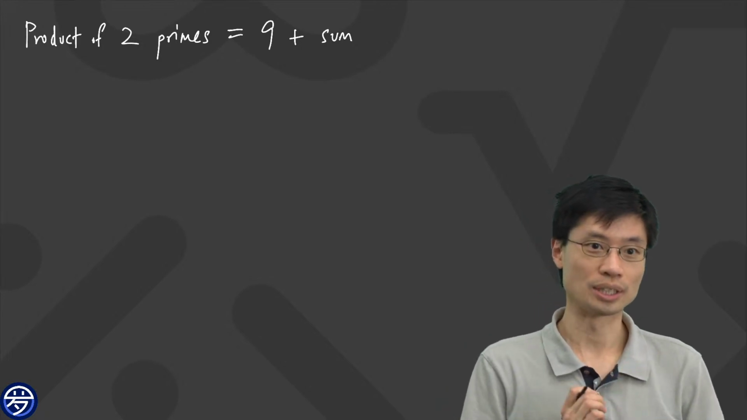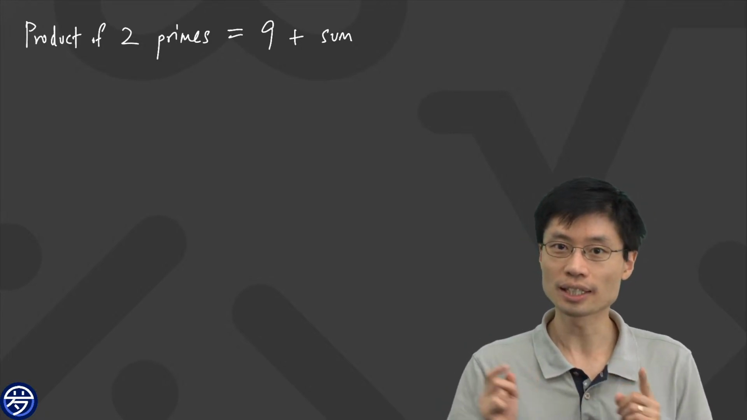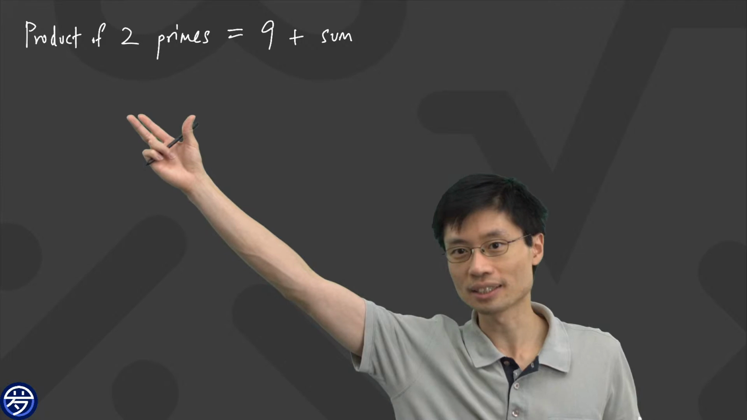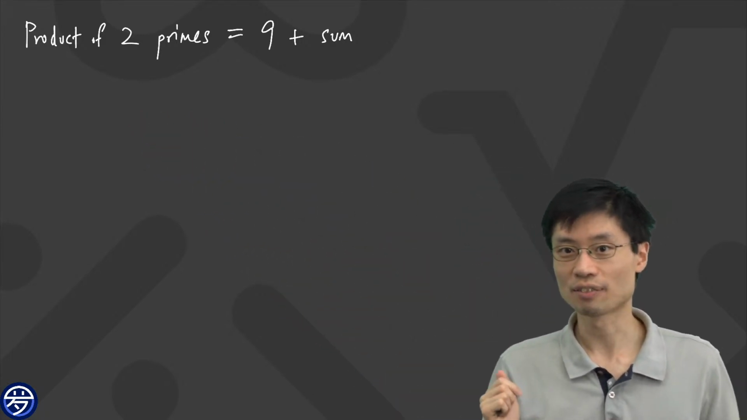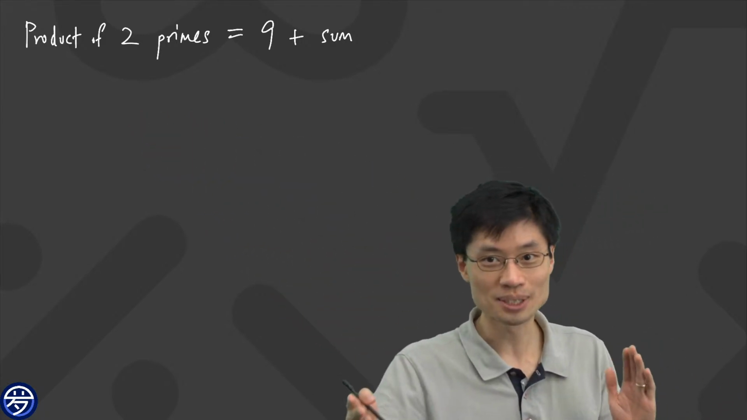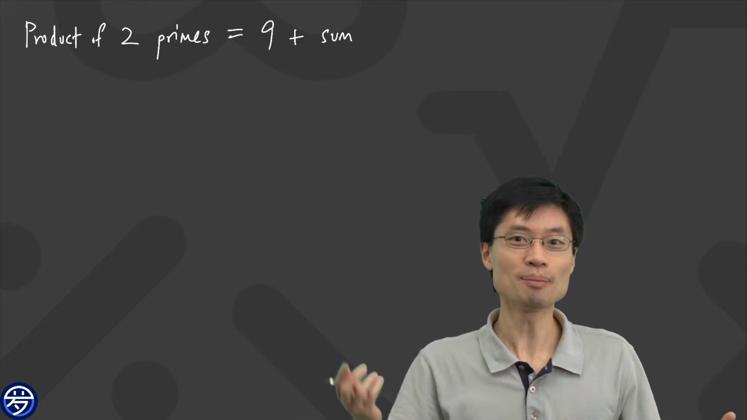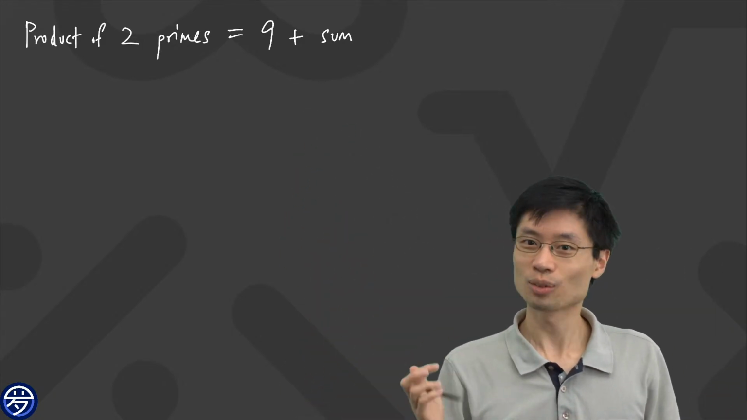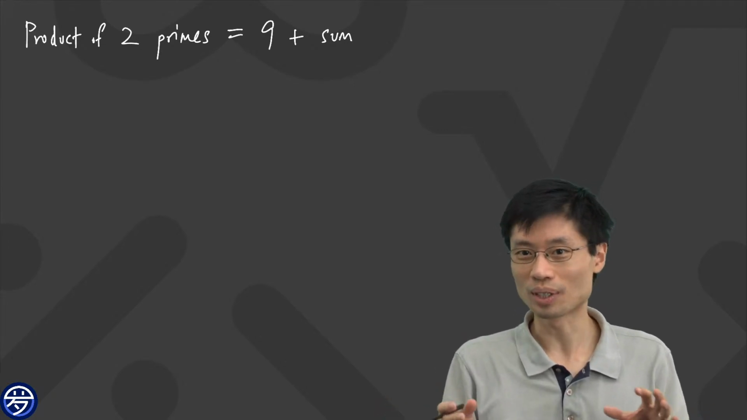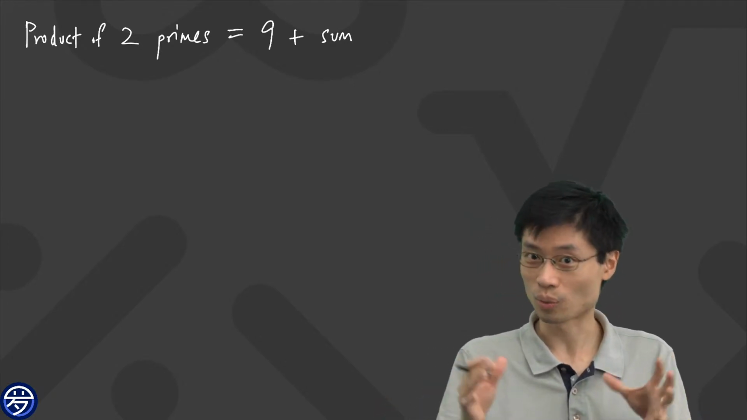Well, why did I choose this? I chose this because the good thing is, you know when you multiply things, they get big really fast. Like if I multiplied 11 times 13, it's 143. It's huge. It's way more than 9 plus the sum. So what this means is that we won't have to worry too much. The numbers will be quite small.